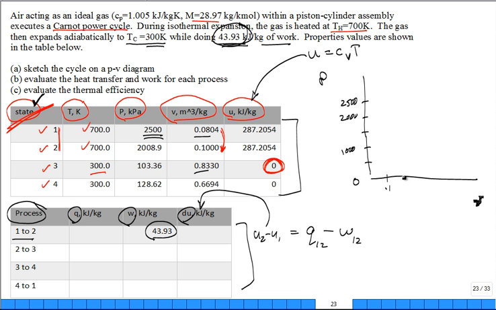0.1, 0.2, 0.3, 0.4, 0.5, 0.6, 0.7, 0.8. Barely fit it in. Right? Put your units meters cubed per kilogram. Put your units kilopascal. Now we can do a fairly good job of sketching it.